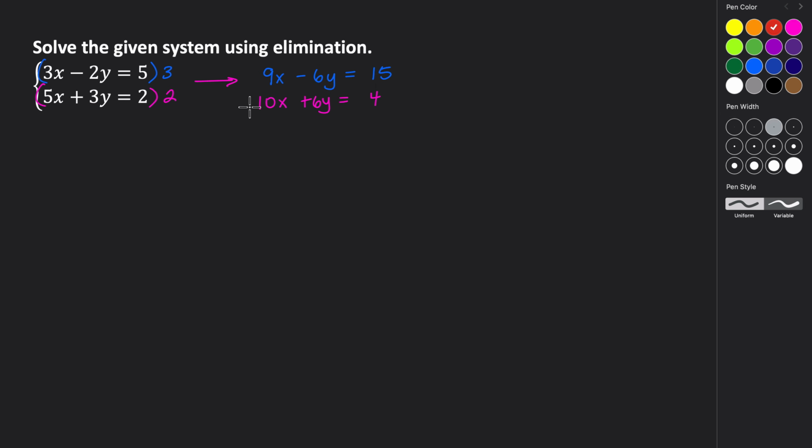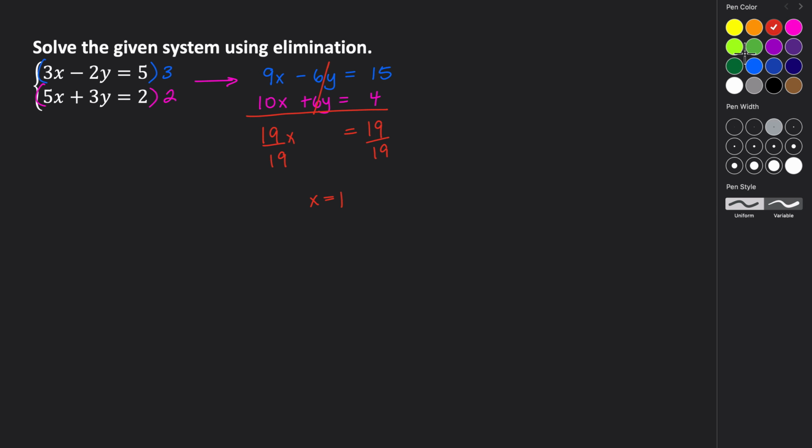So now we're going to go ahead and just add straight down, eliminating the y's. So 9x plus 10x, that's 19x. 15 and 4 is 19. Divide, and we get that x is going to equal 1. So we get that x is 1.